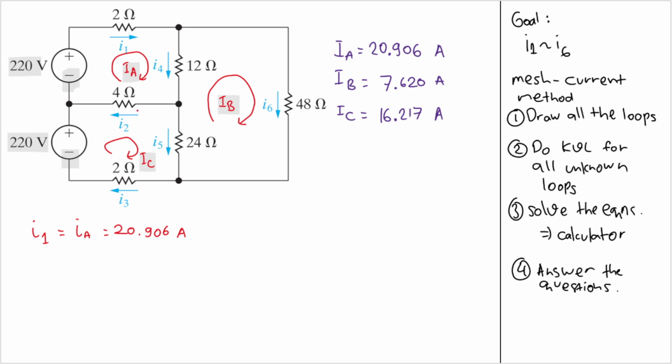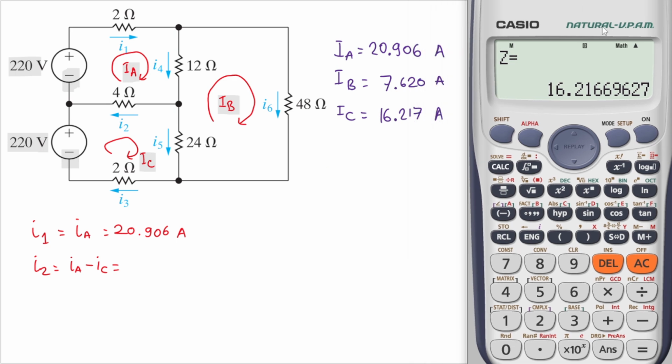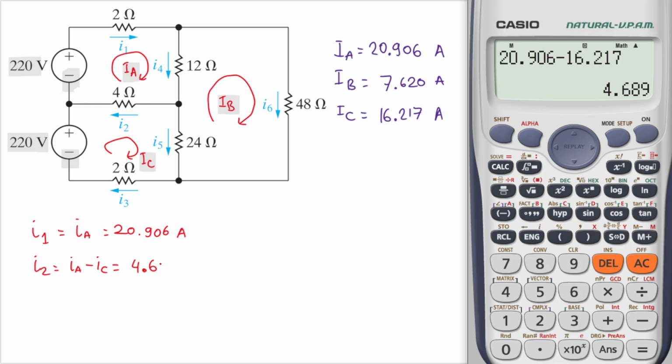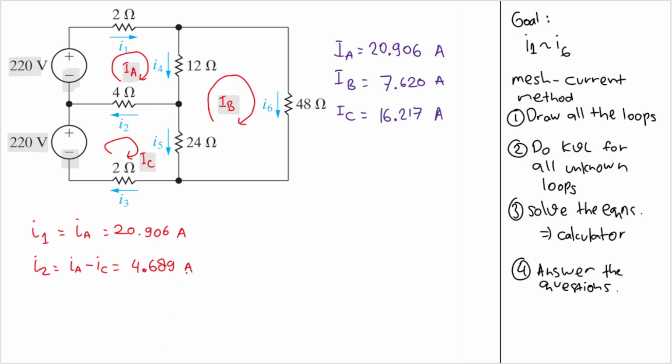And then what is I2? I2 is going to the left from this component, so that will be IA minus IC. What we can do is just plug this into the calculator, right? So let's do that. 20.906 minus 16.217, and I will have 4.689. The unit here is ampere.